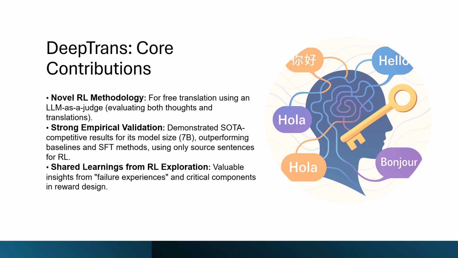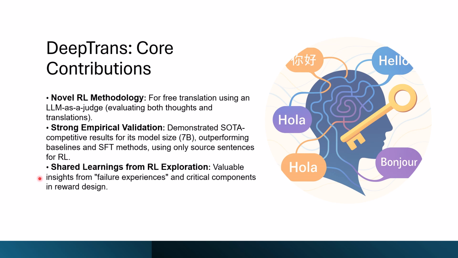So to summarize the main contributions of this work: first, DeepTrans introduces a novel reinforcement learning methodology specifically for enhancing free translation. Particularly, the use of an LLM to judge both the thought process and the final output is a very good thing. Secondly, they provide strong empirical evidence that this approach is highly effective, achieving excellent results even with relatively moderately sized models and learning only from the source sentences in the reinforcement learning stage.